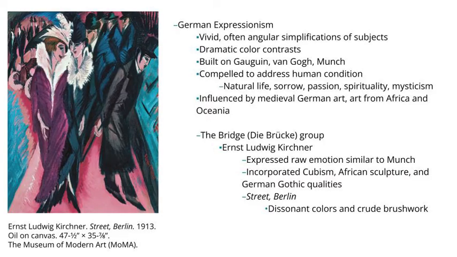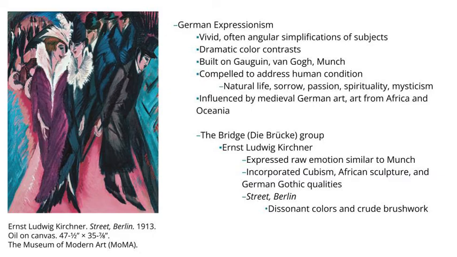Moving to German Expressionism, we see a lot of vivid, often angular simplifications of subjects. We have dramatic color contrasts. These ideas were built on Gauguin, Van Gogh, and Munch, and these subject matters generally compel us to assess or address the human condition. So still working with ideas of natural life, sorrow, passion, spirituality, and mysticism. And it's also influenced by medieval German art and art from Africa and Oceania.